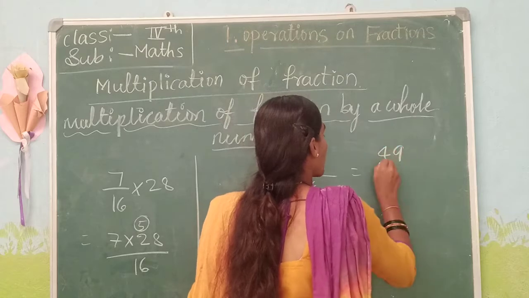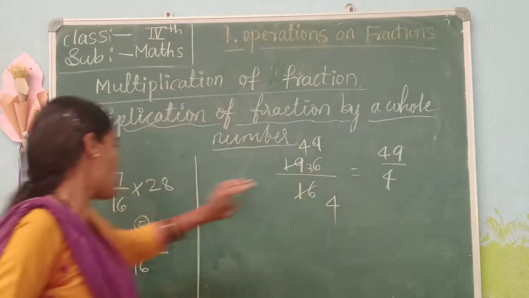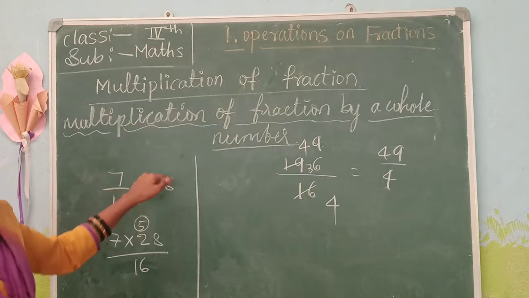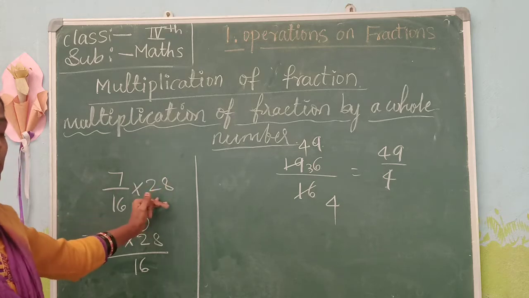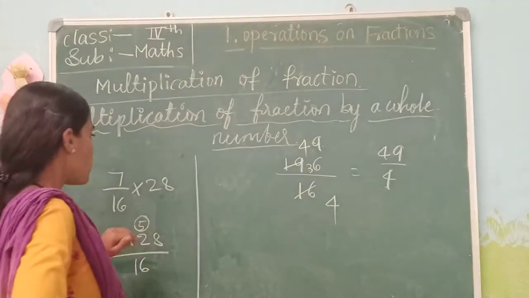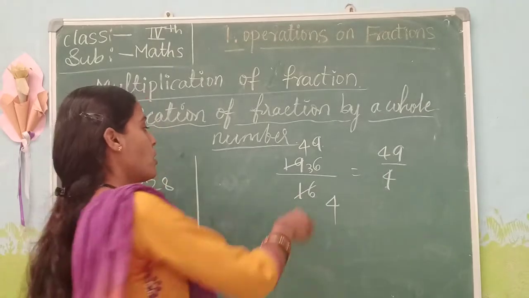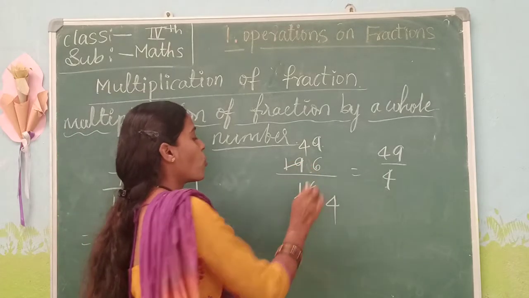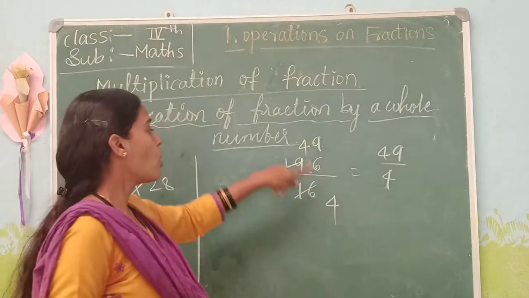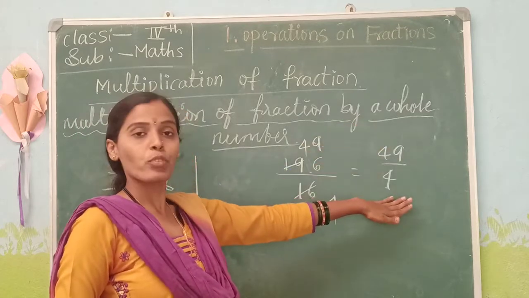Now 49 by 4. So in 7 by 16 into 28, we just multiply the numerator by the whole number, then write the denominator as it is. So 196 divided by 16 can be divided by 4. 4 fours are 16, 4 forty-nines are 196. So now the fraction is 49 by 4.